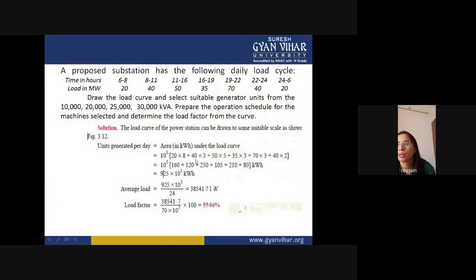Next 40 megawatt is required for 3 hours. Like this, 50 required for 5 hours. Then 35 megawatt required for 3 hours. 70 is required for 3 hours. 40 megawatt is again required for 2 hours. So you can easily calculate the units generated per day. So it is 925 into 10 to the power 3 kilowatt hour. This much energy is generated through this power plant in a day.